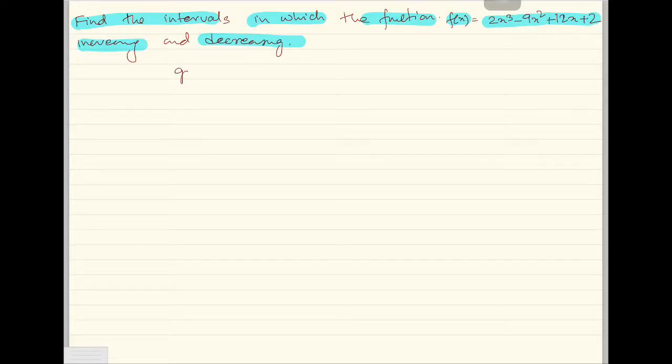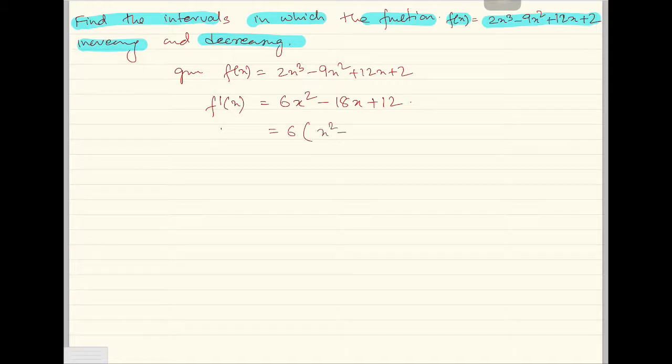Given f(x) equals 2x cubed minus 9x squared plus 12x plus 2. I know the derivative tests, so I need to find the first order derivative. f dash x will be 6x squared, isn't it, everyone, minus 18x plus 12. Got it? Now I can take 6 common here: x squared minus 3x plus 2, isn't it?